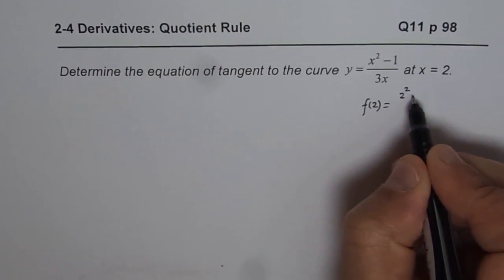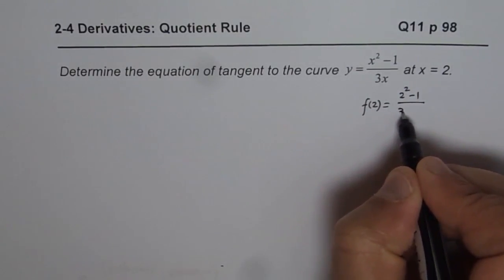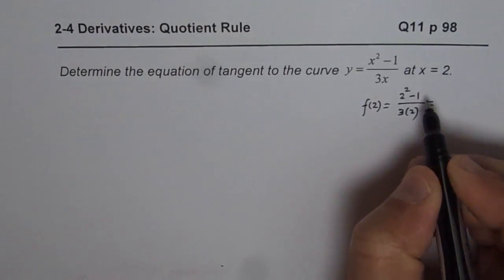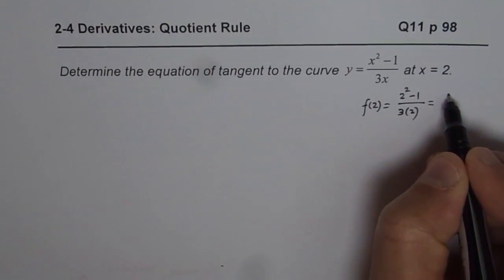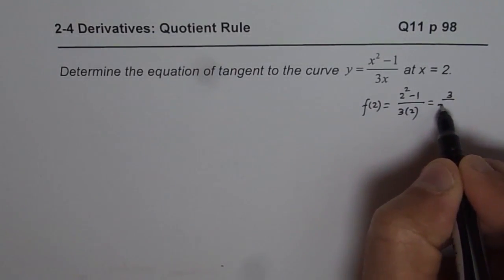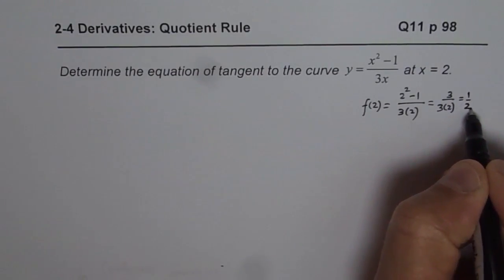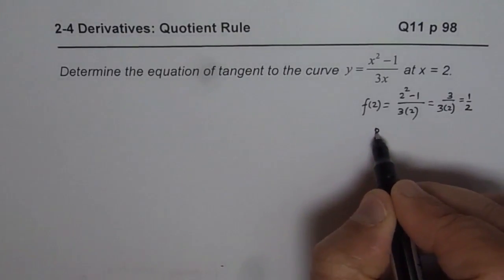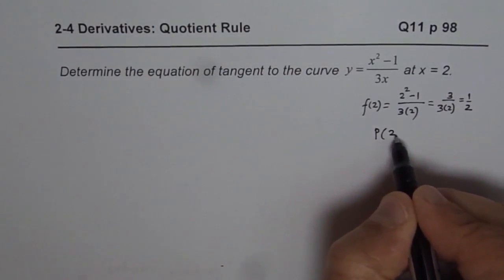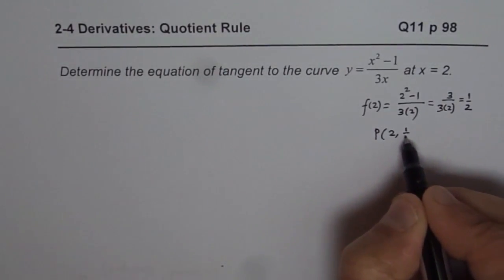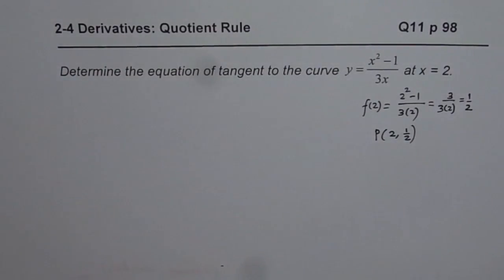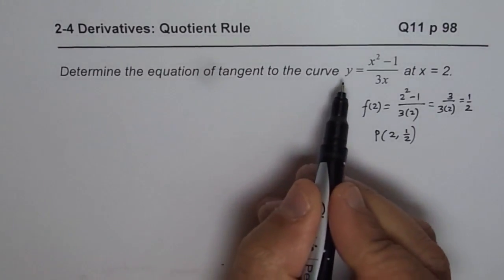So we get 2 square minus 1 divided by 3 times 2. And that gives you 4 minus 1, which is 3, divided by 3 times 2. And so the value is 1 over 2. So the point which we're talking about is x value is 2 and the y value is half. So that is the point at which we need to find equation of tangent line.